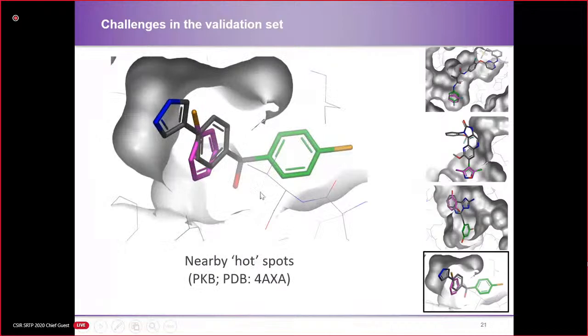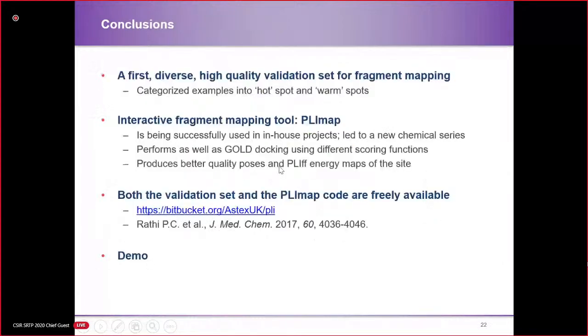And sometimes there are some nearby hotspots. So this is a warm spot, and we try to predict chlorophenol. Where does it bind? So it finds a legitimate site here for chlorophenol, because you see in the lead molecule there is a phenyl group here, and chlorophenol should also go there. But if it is already occupied, then chlorophenol would also go there. So that sort of challenging cases are there in this set.